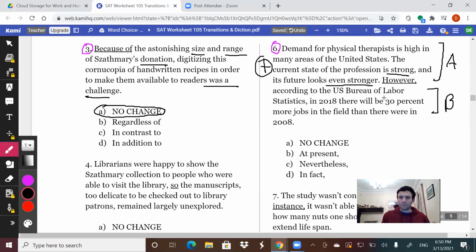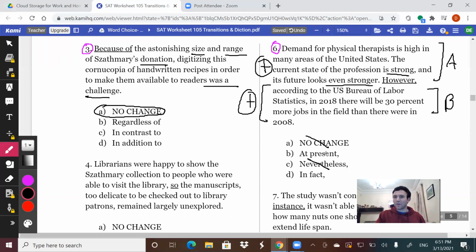According to the U.S. Bureau of Labor Statistics in 2008, there will be 30% more jobs in the field in 2018 than there were in 2008. That's also very positive. So we go from positive to positive, so it's not going to be any type of contrast. That gets rid of, actually, the interesting thing is A and C are actually synonyms. That's in the chart up above. So if it's not one, it's not the other one, which is kind of nice to know.